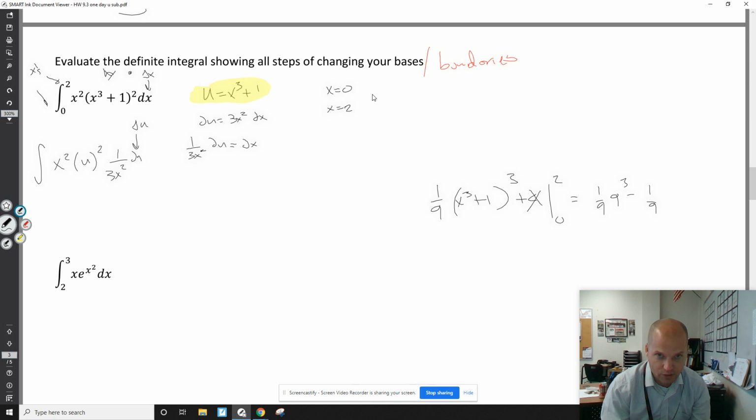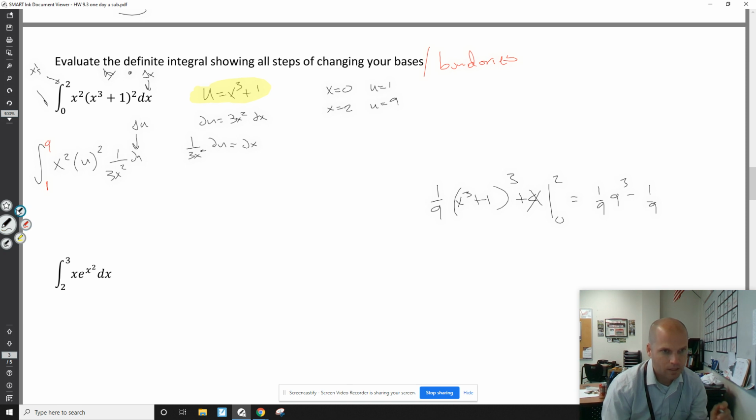Plug in 0 for x, you get u is 1. Plug in 2 for x, you get 2 cubed plus 1, which is 9. That's where this 9 comes from, and that's where this 1 comes from. To be correct, you would change your boundaries, change your bases. You're changing your bases from dx to du. You change your boundaries from x's to u's.